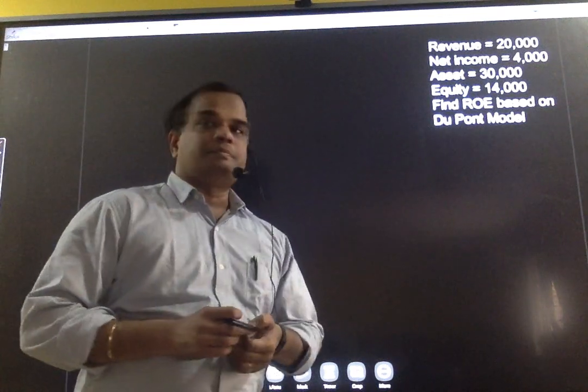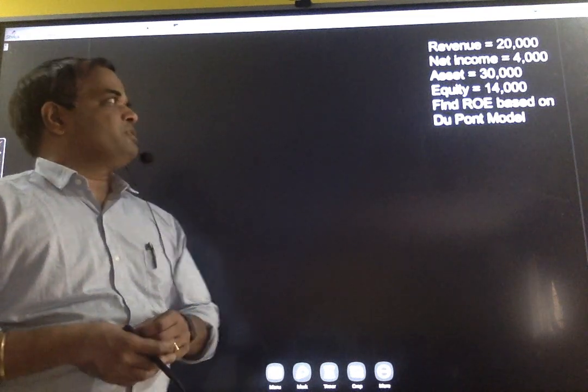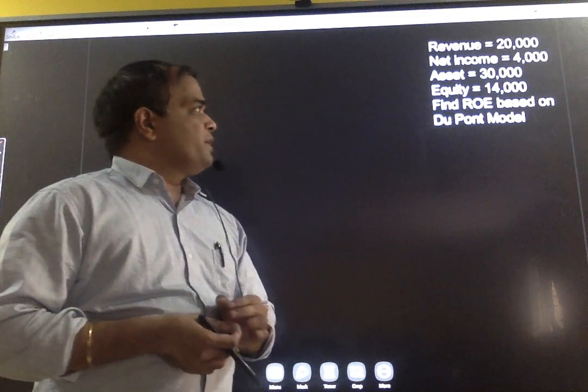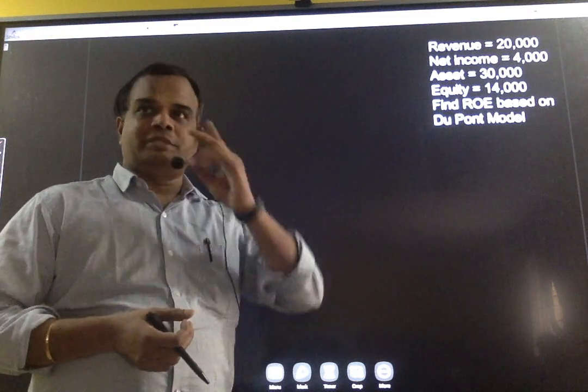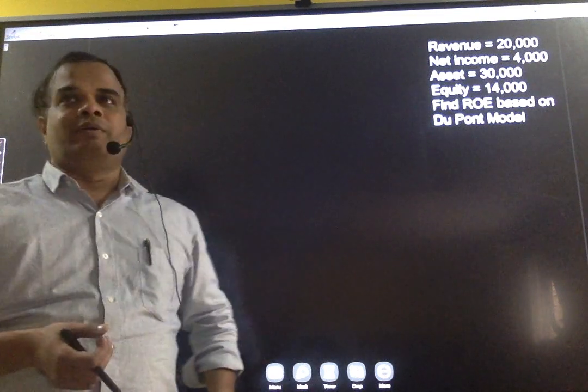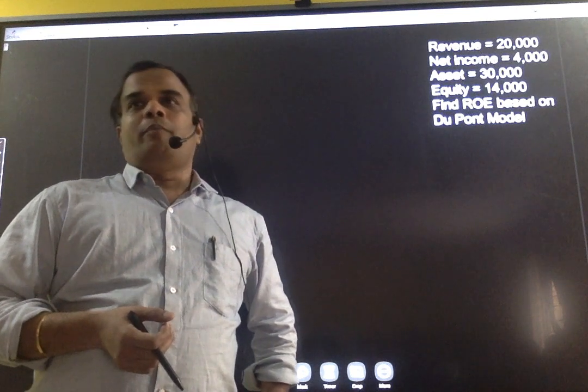Revenue 20,000, net income 4,000, assets 30,000, equity 14,000, everything in rupees. Based on this above info, we have to compute return on equity based on the DuPont model.